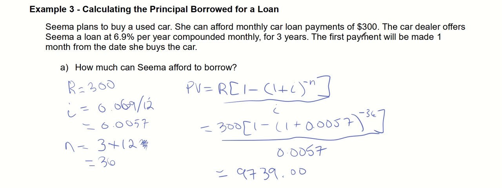But that doesn't end there. How much interest will she pay on the loan? So you have to figure out if there was no interest and she was making 36 payments of 300, so 300 times 36 is how much she pays in total. 300 times 36, that is 10,800.